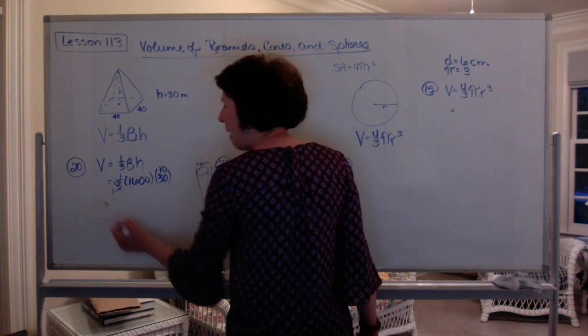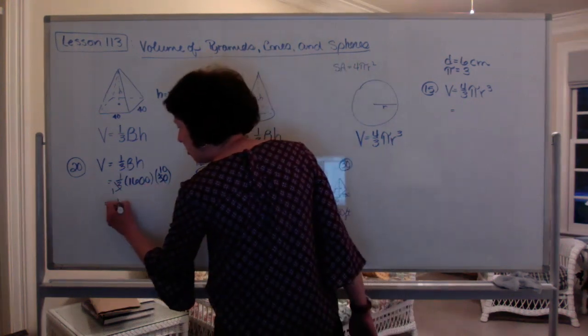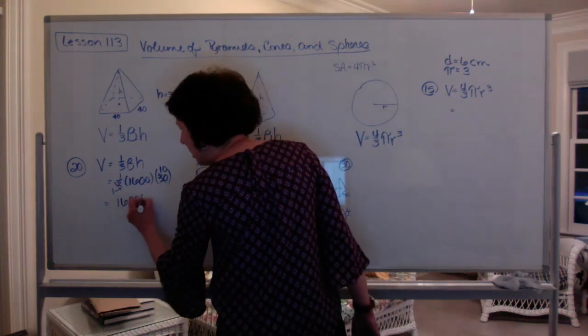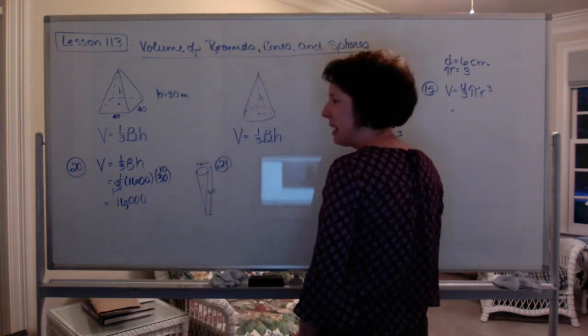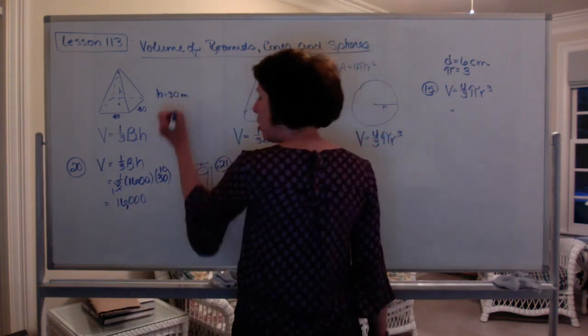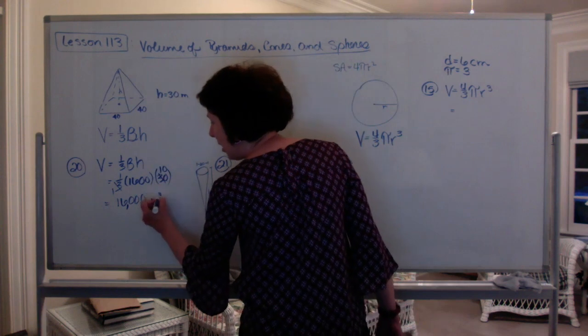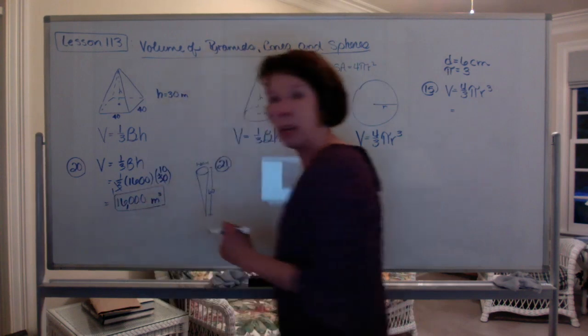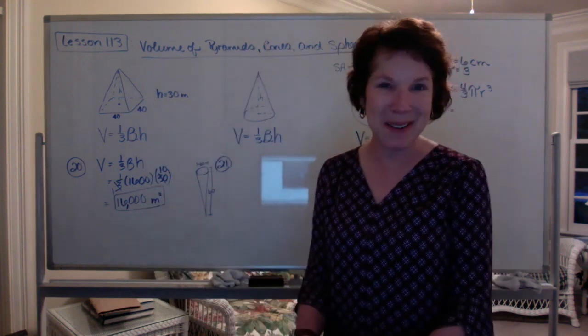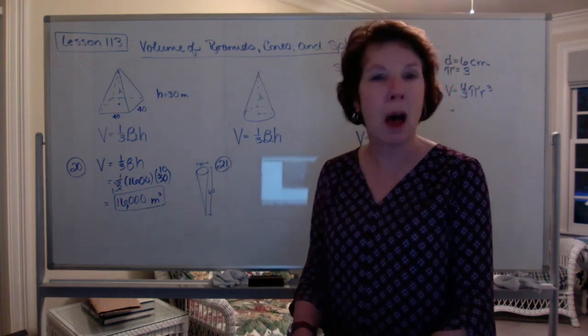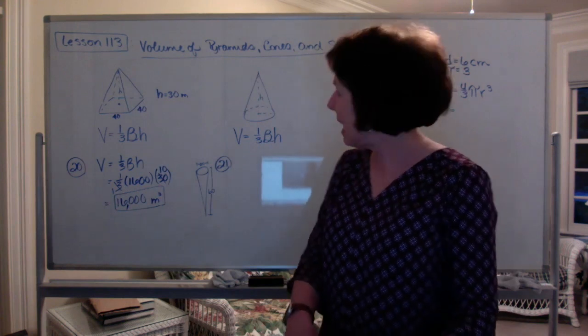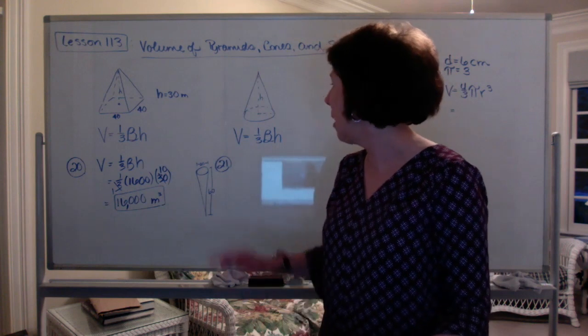And now all I have to do is take my 1600 and add another 0. And look what I have: 16,000. Now my units were in meters and it's volume, so it is meters cubed. Okay. Volume of a pyramid. Let's move on now to the volume of a cone.